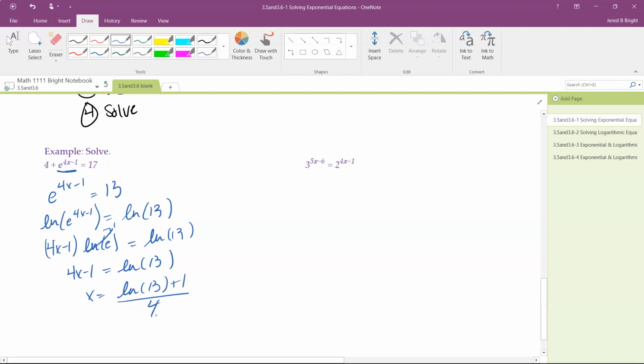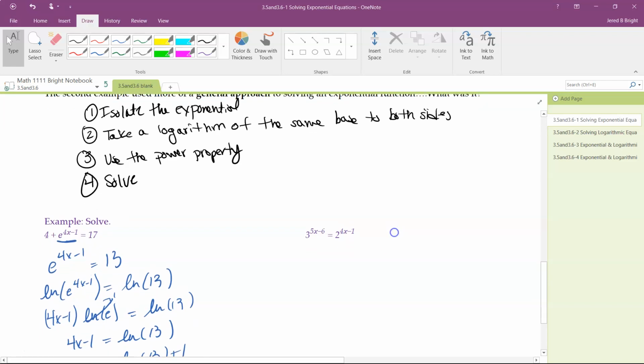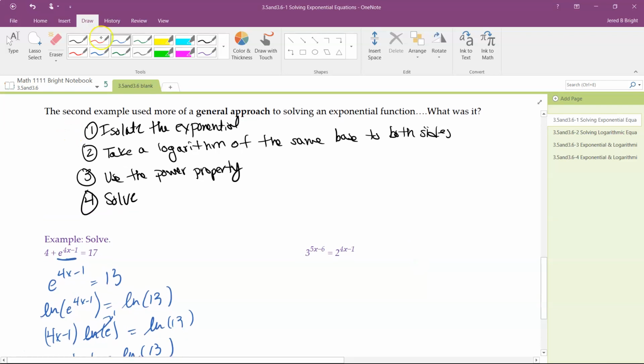Now this next one is going to get a little bit messy, so buckle up. Again, I need to isolate the exponential. Well, the thing is, they're both isolated. But which one am I going to use? Which one am I thinking of as the exponential? And the answer is, I kind of have to skip number 1 when there are two exponentials appearing of different bases. But I'm still going to work through my general process.